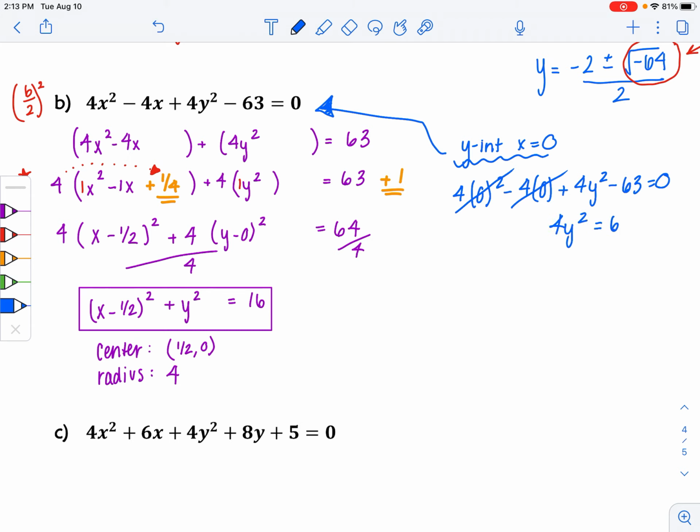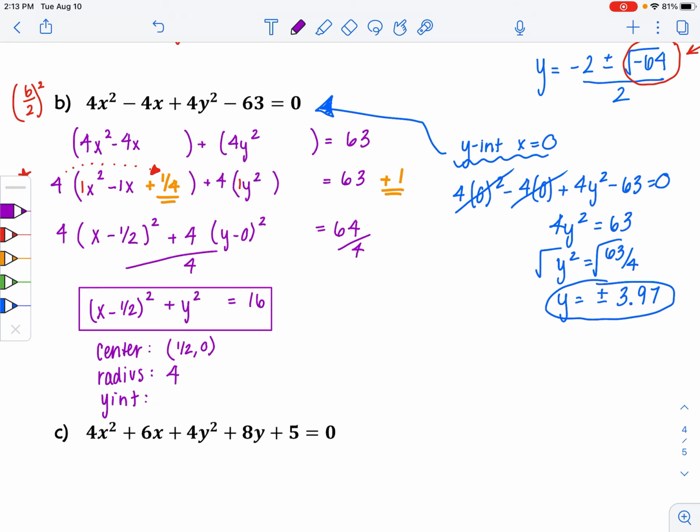So let's get y by itself. Divide both sides by 4. Take the square root. That's going to be plus or minus. You can leave it as the square root of 63/4. Or let's plug into our calculators, 3.97. So that's your y-intercept. And if we write it in proper notation, y-intercept x is 0. So 0, negative 3.97, and the point 0, positive 3.97.